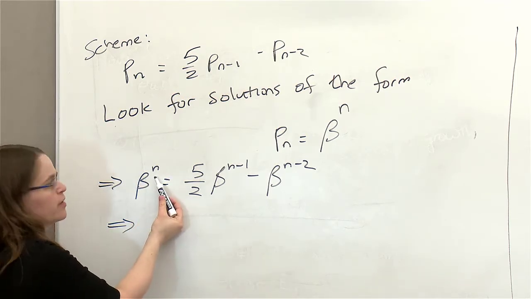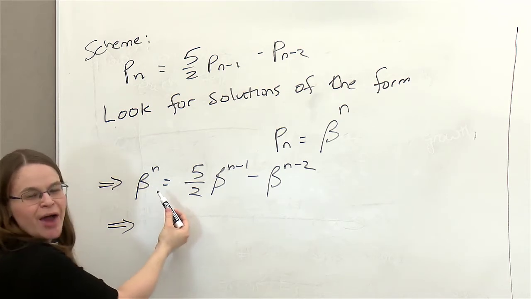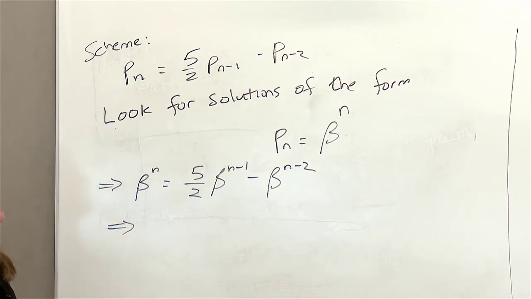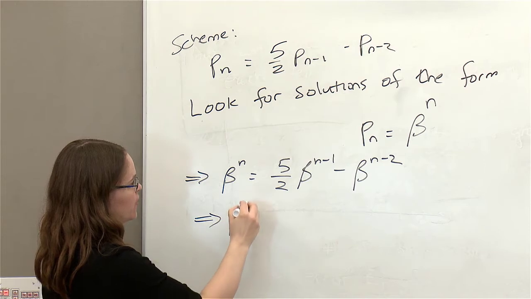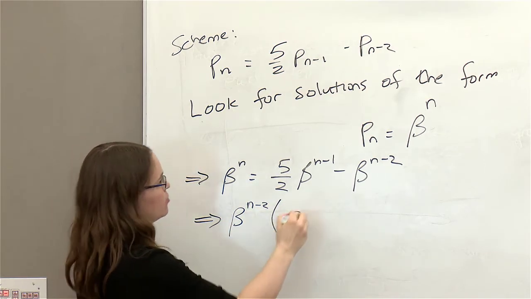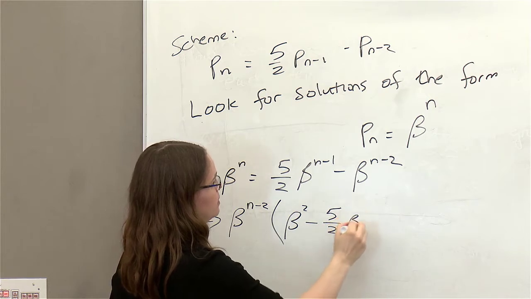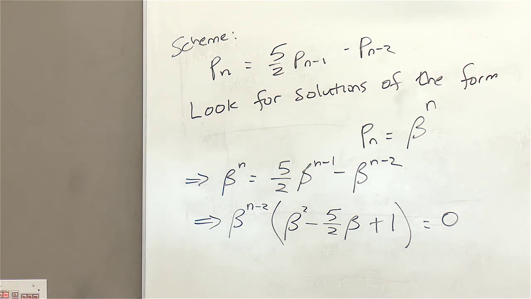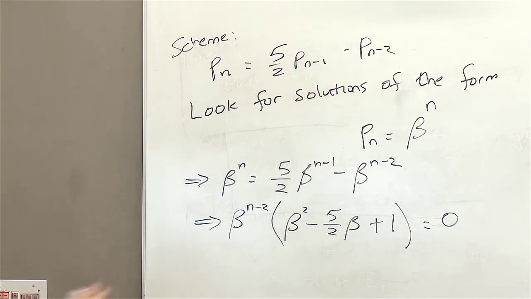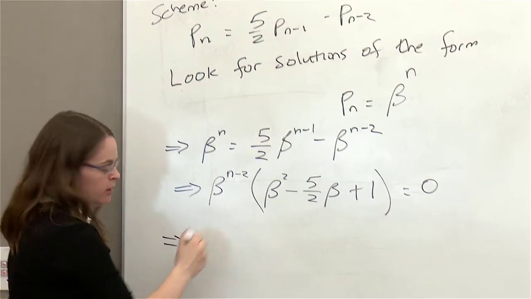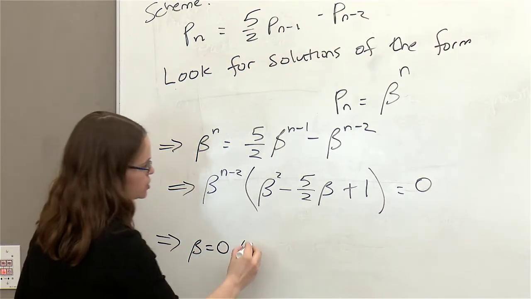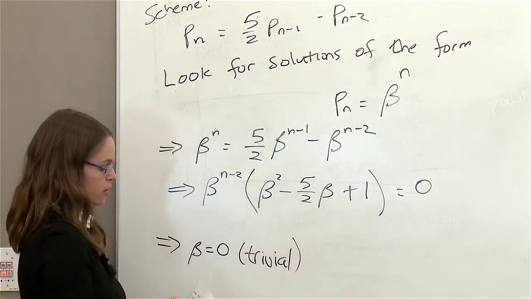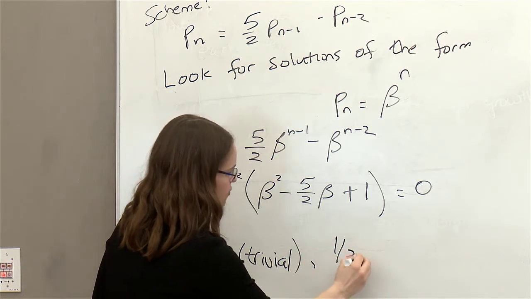So you might be worried that we're solving basically an nth order equation for beta, but we're not really, because I can factor out a lot of these betas. It's actually really a quadratic equation. So what do I have here? If I factor out a beta n minus 2, I get beta squared minus 5/2 beta plus 1 is equal to 0. Okay, so the solutions of this are either beta equals 0 over here, which is a trivial solution, or solutions of this quadratic equation, which are 1/2 and 2.